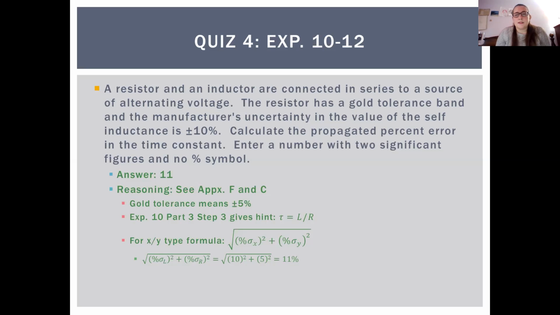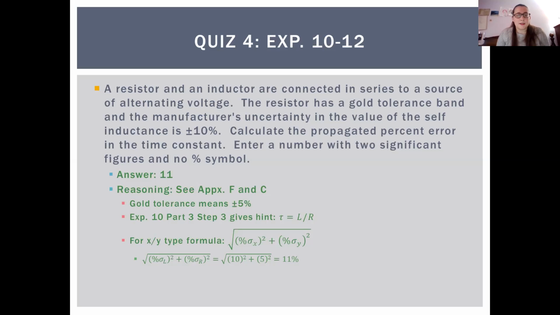We know the inductance value is plus or minus 10%. We'll use Appendix C as well for our error propagation formula, but we have to figure out which one to use, and that will depend on how we calculate the time constant using R and L. L is inductance. So experiment 10, part 3, step 3 gives us a hint as to how to do that. It doesn't tell you straight up how to do that. So if you read his hint, you should come to the conclusion that the time constant is L over R.